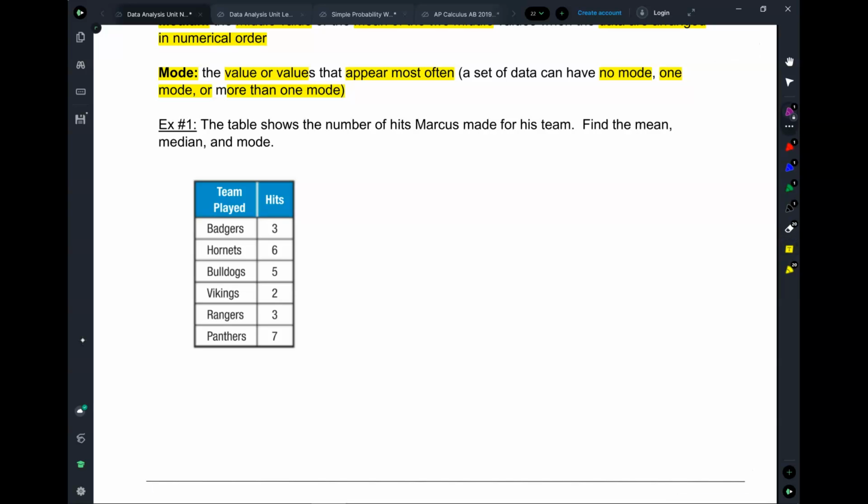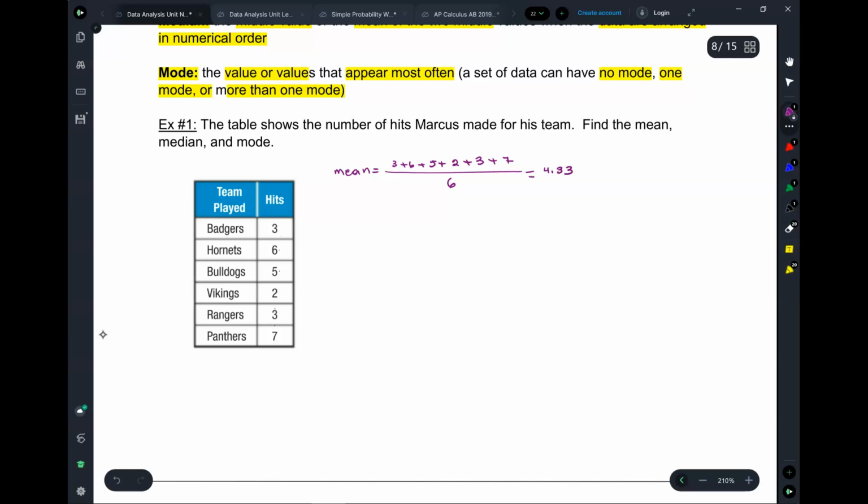The number of hits Marcus made for his team. We need to find the mean, median, and the mode. So for the mean, we're just going to add up all of them. 3 plus 6 plus 5 plus 2 plus 3 plus 7. And before you ask, okay, divided by how many of them are there? 6. And before you ask, yes, you can use your calculators. This is about 4.33. And the quiz, or the test, will have specified how many decimal places you need to go to.